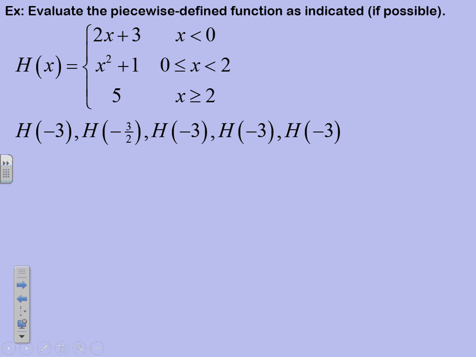And what's on the right, where it says x is less than 0, x is greater than or equal to 0 but less than 2, and x is greater than or equal to 2, this part over here, these are the domain restrictions.